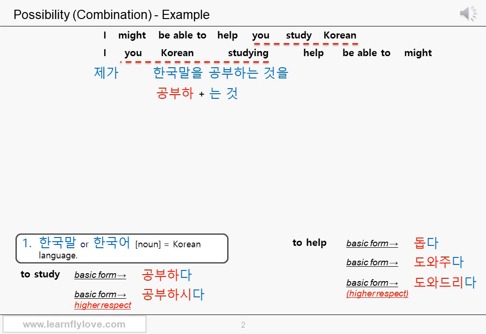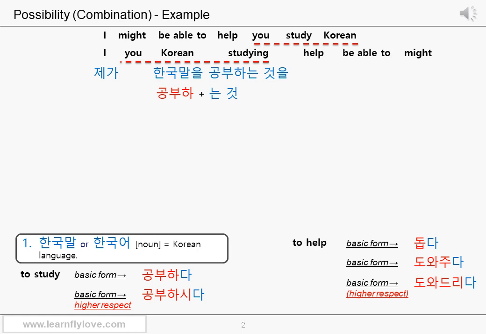Help be able to might. This is the important part, but it wouldn't be so difficult to make if you understand the structure of the Korean sentence. First of all, help. It's a verb. The original basic form of the verb help is 돕다. 돕다. With the final b consonant. But when you help someone, you normally use 도와주다.